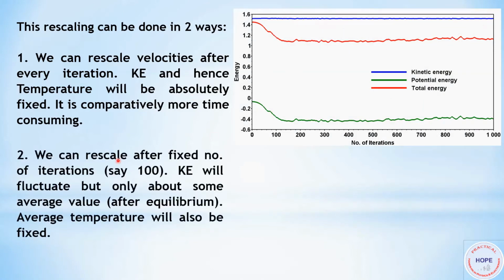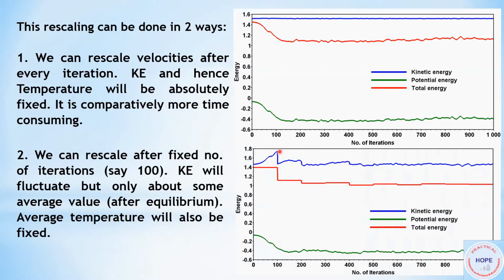We can also rescale after a fixed number of iterations, say 100. Kinetic energy will fluctuate but only about some average value after equilibrium. Average temperature will be fixed. So here you can see this step is because of the rescaling, then again second rescaling, then third, and so on. So after every 100 iterations we are rescaling kinetic energy so that its average value remains the same. There might be some fluctuations but the average value will be the same. Average temperature will also be fixed. This second technique is a little bit faster because we rescale after 100 iterations, not during every iteration. Also we can study fluctuations, which we cannot do in the first way.